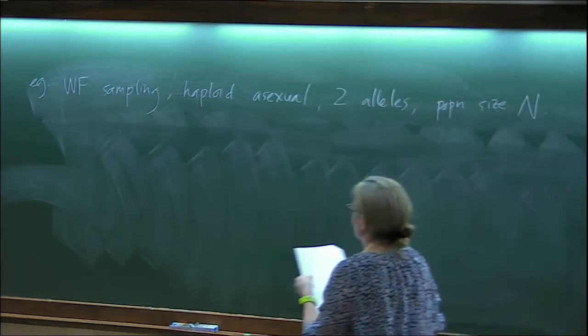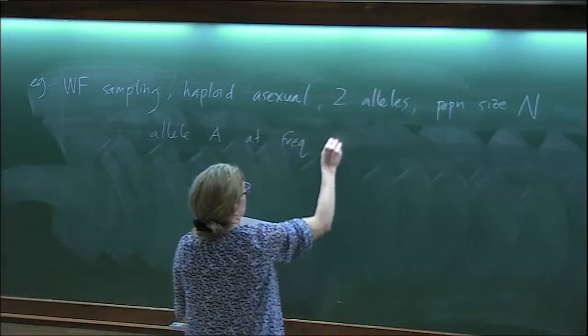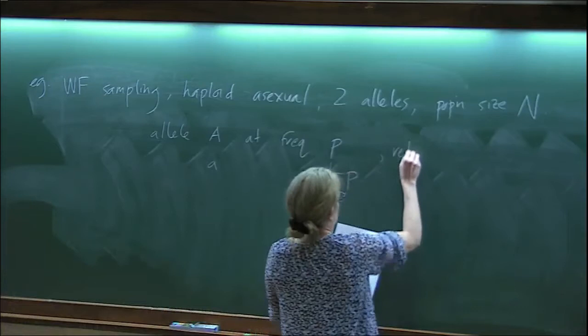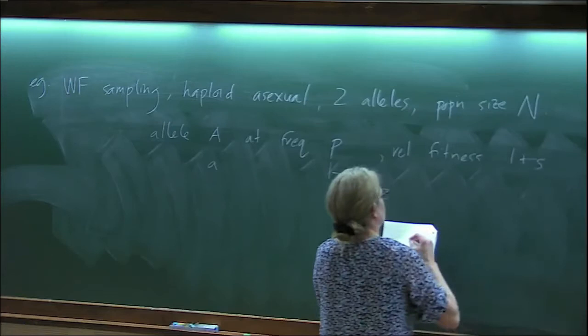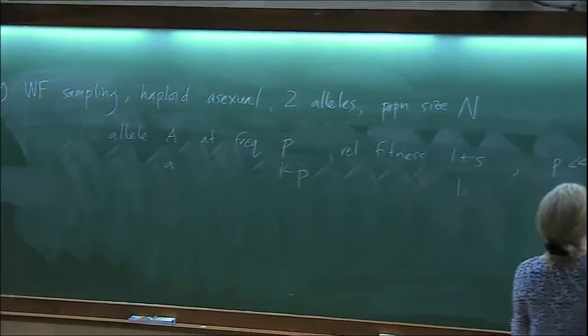Allele A, this is like the first thing you write down in your pop gen course, right? Allele A is at frequency p, and allele little a is at frequency 1 minus p. And big A has relative fitness 1 plus s, and little a has 1. And we're also going to say that p is much less than 1, and s is small.